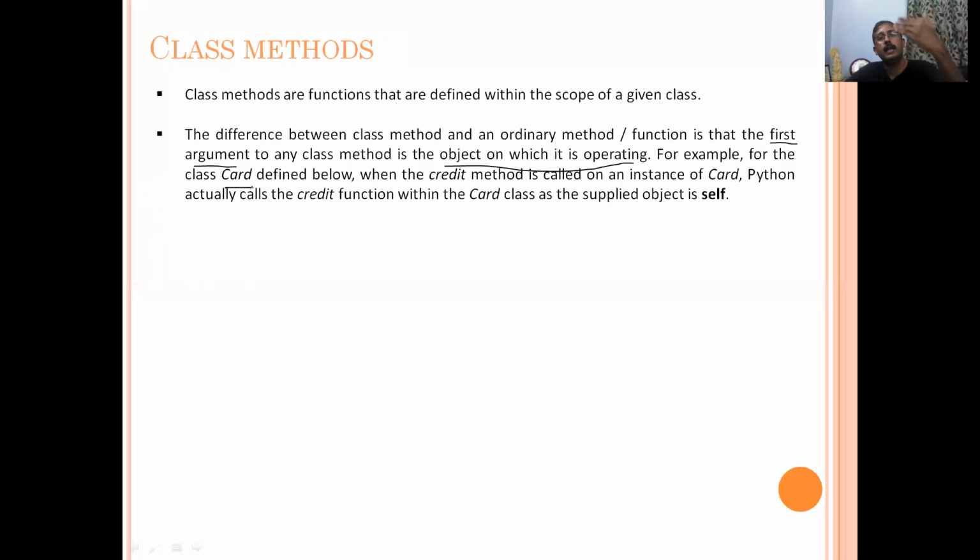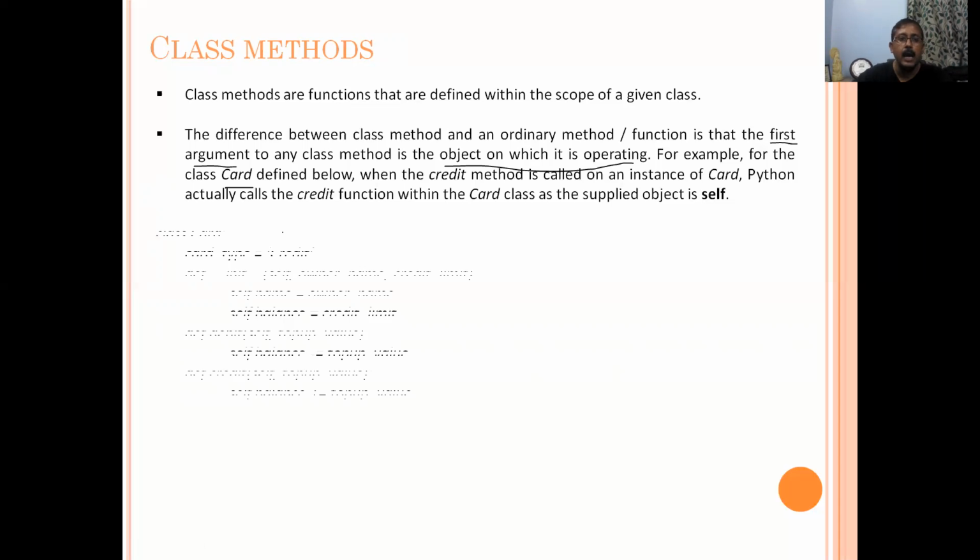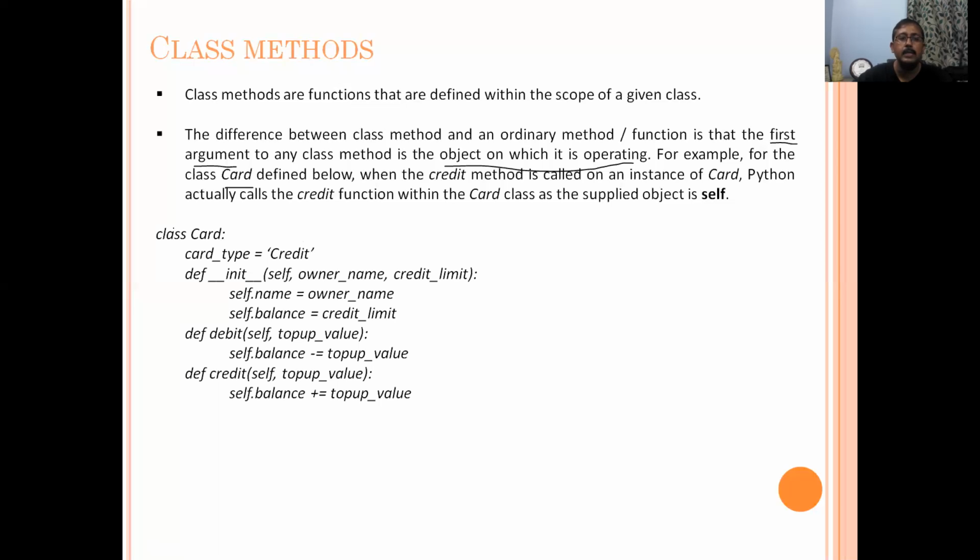Okay, within that, if I define a function, you will see the first argument of that function will be self, which indicates the class card itself. So that's the first argument, and then you can have the rest of the arguments. The first argument is reserved for the object on which the function is going to operate, right? Just a typical class definition.